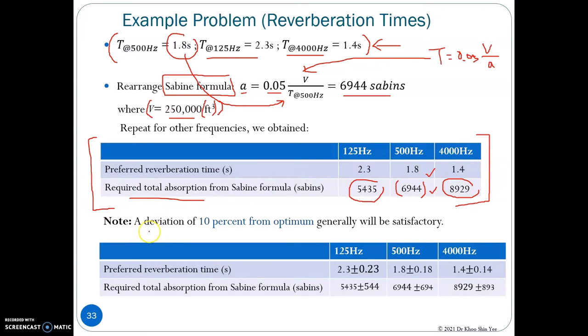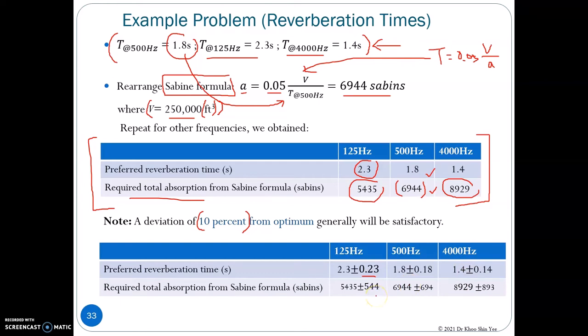In this study, a deviation of 10% from the optimum generally will be satisfactory. For example, 2.3 seconds plus minus 10% is 2.3 plus minus 0.23 seconds. 5435 sabins plus minus 10% is equal to 5435 plus minus 544. By using the similar approach, you can obtain the acceptable range for the 500 and 4000 Hz here.